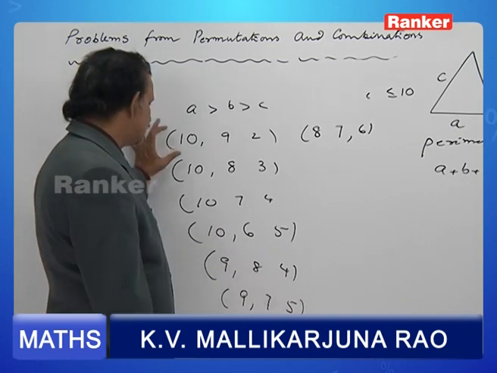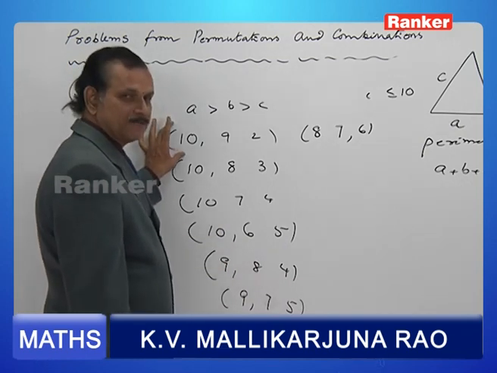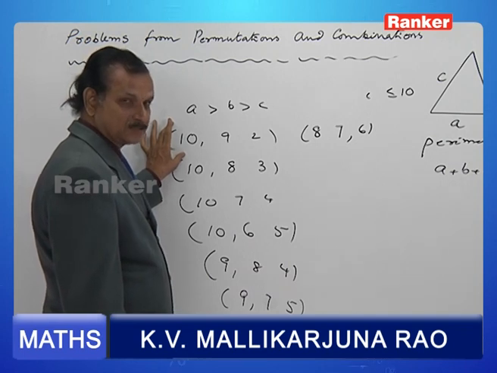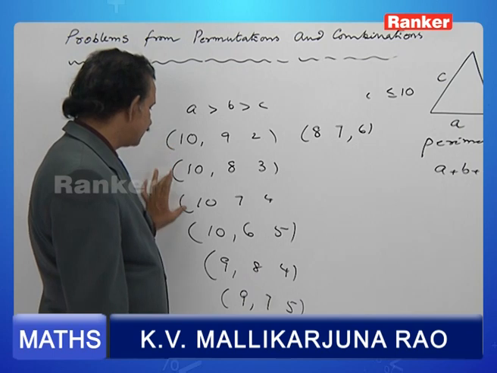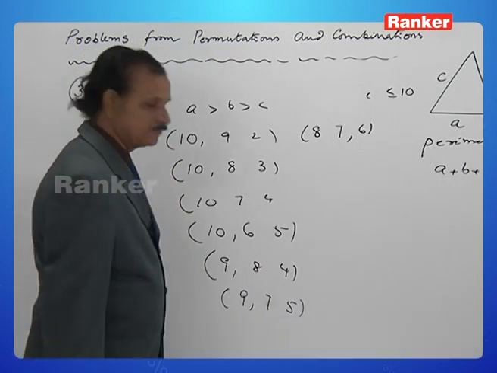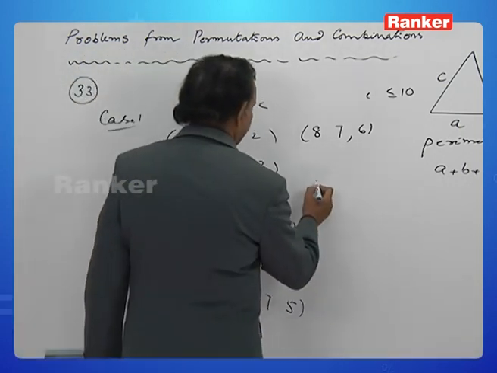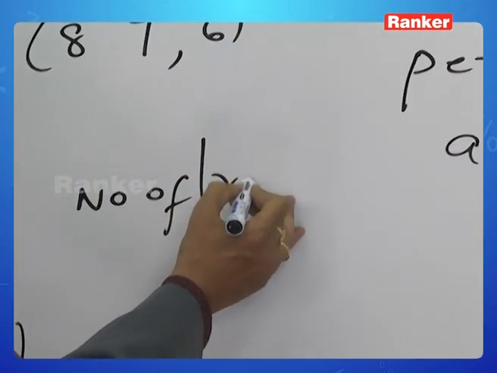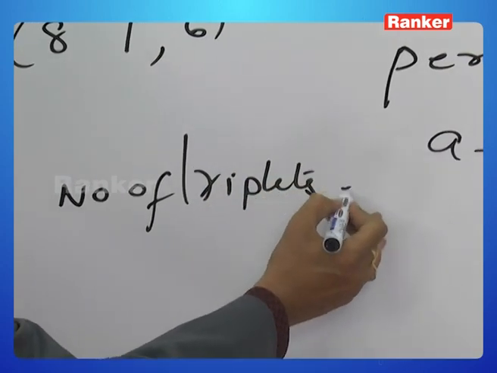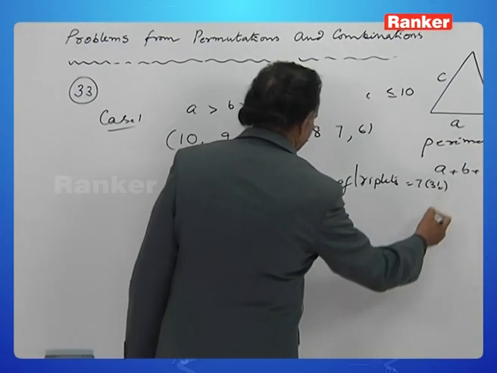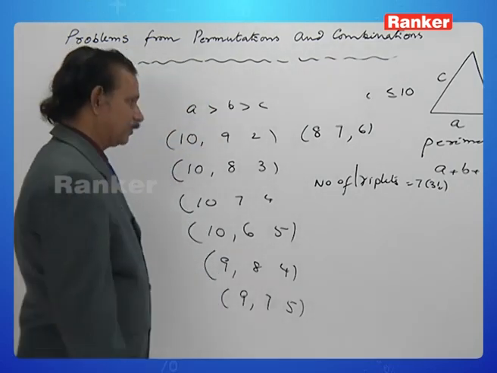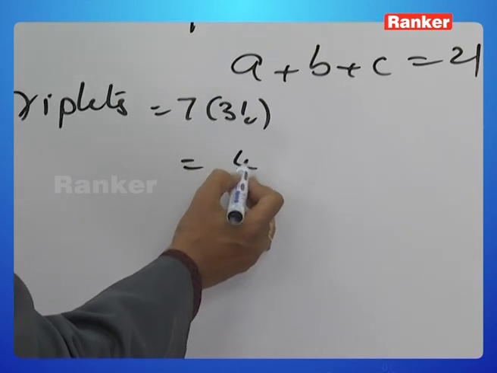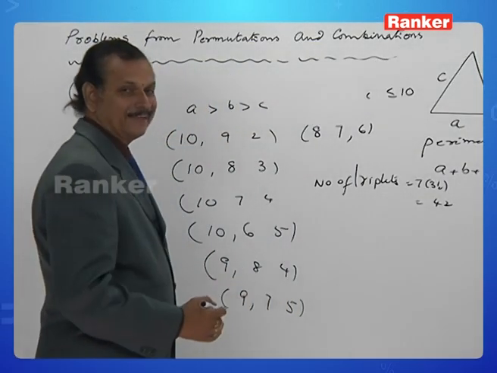And in each case, every combination gives rise to 3 factorial ordered triplets. So, in this case, the number of triplets is equal to 7 into 3 factorial. 3 factorial is 6, 6 sevens are 42. This is about case 1.